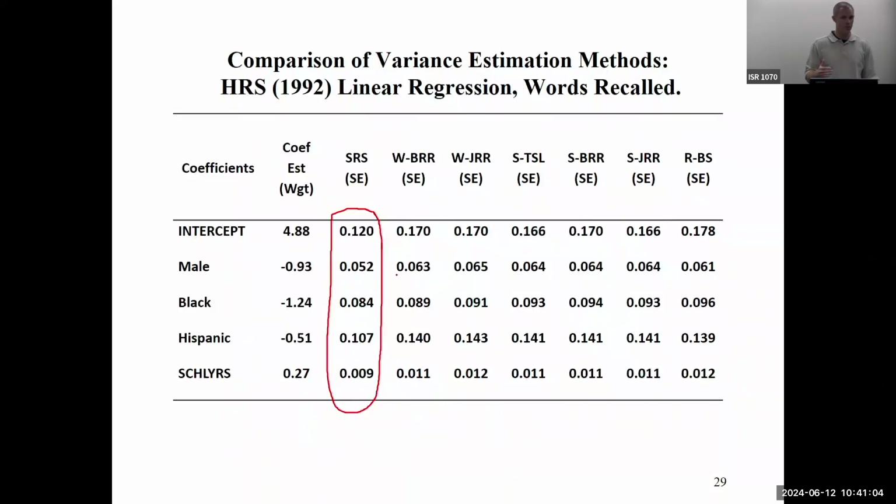And this matches theoretical properties. Again, these variance estimation procedures converge to the same theoretical variance with a large enough sample. Okay, so that's what I wanted to say about replicated variance estimation.